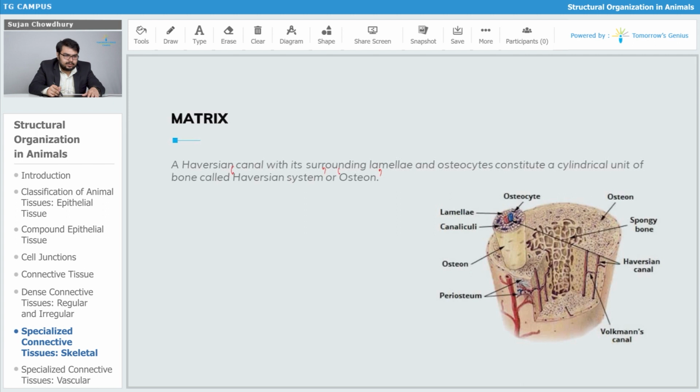So the Haversian system, also known as an osteon, is a cylindrical unit of bone. It consists of the Haversian canal and its surrounding lamellae and osteocytes. As a whole, the Haversian system is a functional unit of bone that is formed of lamellae, the Haversian canal, and definitely the osteocytes, which are capable of maintaining themselves.